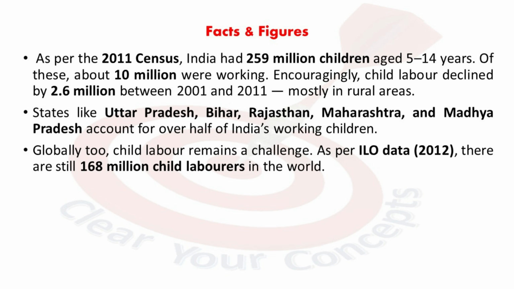Globally too, child labour remains a challenge. As per ILO data, 2012, there are still 168 million child labourers in the world. In summary, the 2016 amendment and the Supreme Court's 1996 directions together reshaped the fight against child labour, combining legal prohibition, stricter punishment, rehabilitation funds, and educational guarantees. The message is simple but powerful: children belong in schools, not factories.